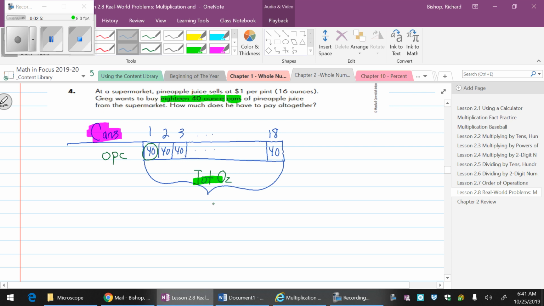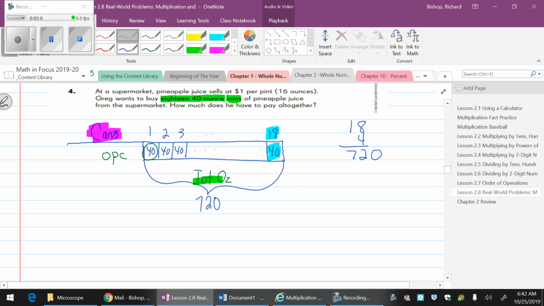Well, how do I get my total ounces? To get my total ounces, if I don't have a total, go back to your dichotomous key that we printed out, paste it into your journals. If you don't have a total, but you have equal parts, it tells us that we're going to multiply. So I'm going to multiply my 18 times 40. We're going to do 18 times 4, and then put a power of 10 at the end. 18 times 40 is 720.